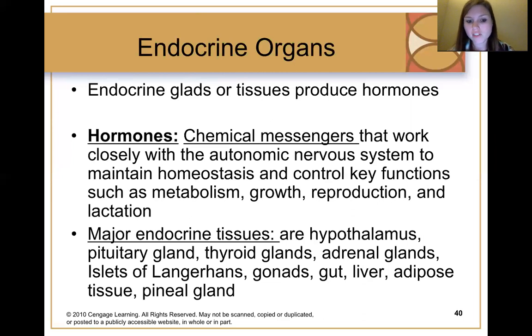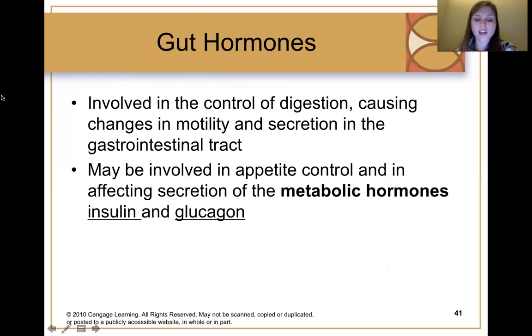So those are some of the major endocrine tissues that will produce hormones to help maintain homeostasis and other physiological processes. So some of the major ones that we're going to talk about, a few of the major metabolic hormones. So gut hormones and metabolic hormones are involved in the control of digestion, changes in motility, and secretion in the gastrointestinal tract. So gut hormones may be involved in appetite control, as well as affecting secretion of the two major metabolic hormones, which are insulin and glucagon.